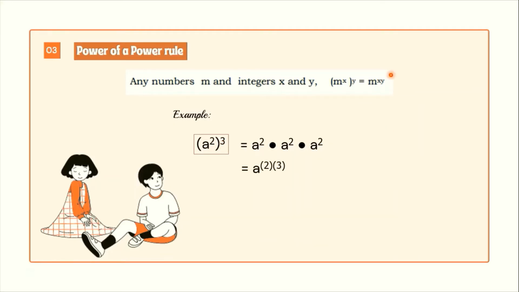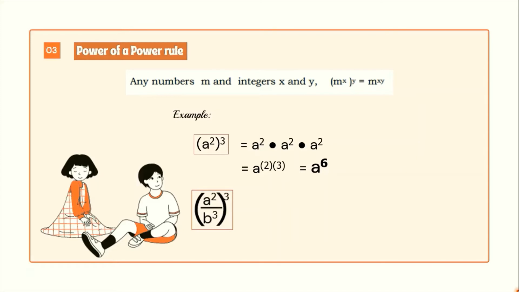Following this standard form, let's copy the base, which is a, and then 2 times 3. Itong dalawang exponent ay kailangan nating i-multiply together. Kaya ating magiging sagot ay a raised to the power of 6. Kopyahin lang natin yung base, which is a, and then 2 times 3 is equal to 6.